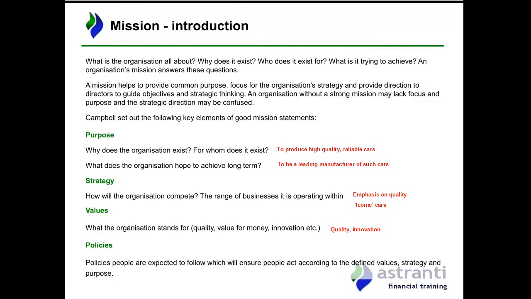Now we can move on to policies, and these are the things that the people at the company are expected to follow with regards to performing the basic strategy of the business.